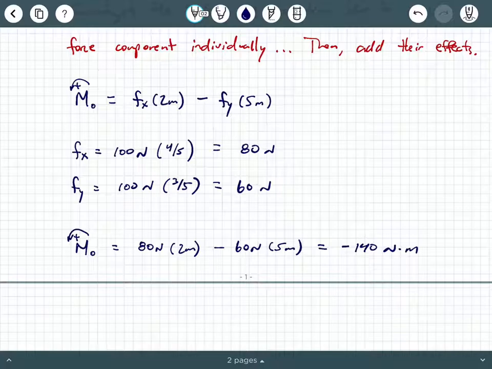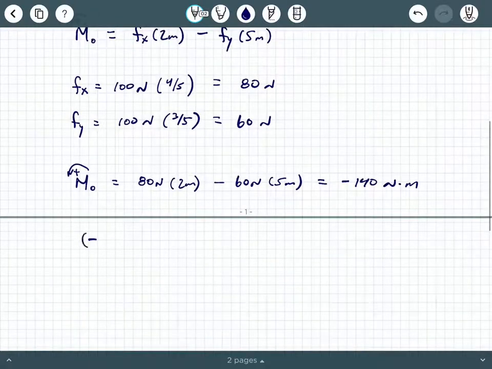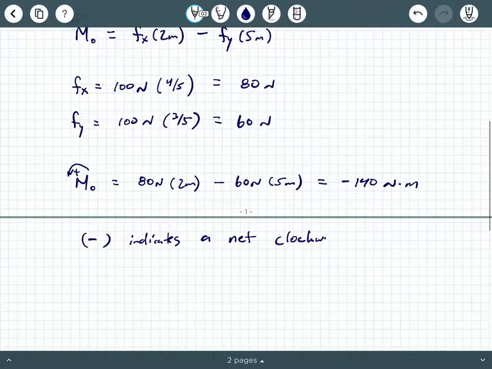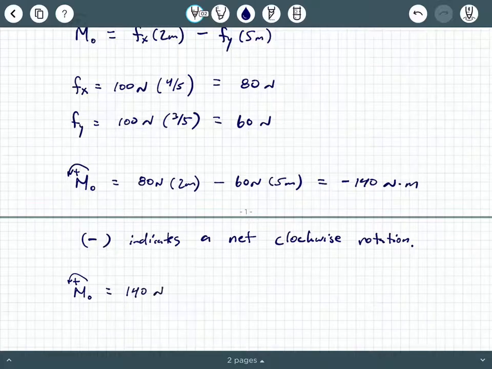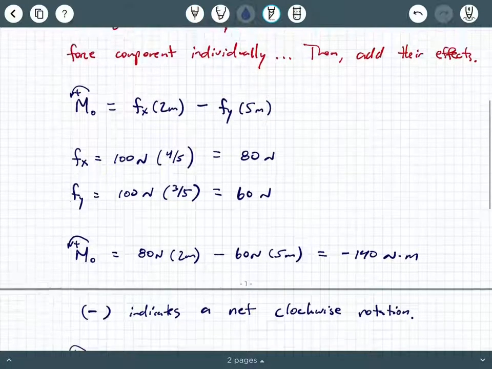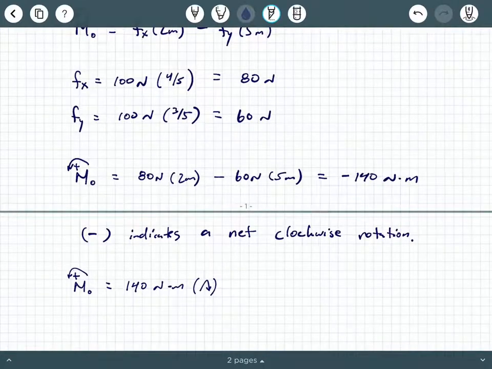Negative 140 Newton meters. So what does this negative sign indicate? Well, remember, negative indicates a net clockwise rotation, okay? A net clockwise rotation. So what we could end up saying is the moment about point O is 140 Newton meters, and draw a little clockwise symbol and omit the negative there, all right? So again, make sure you're paying attention to the sign convention for these types of problems.